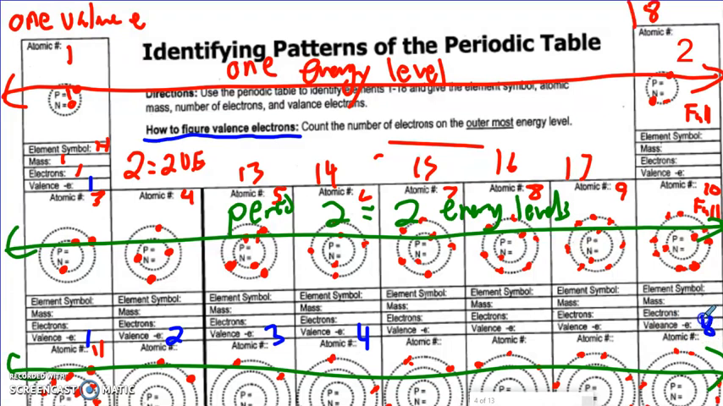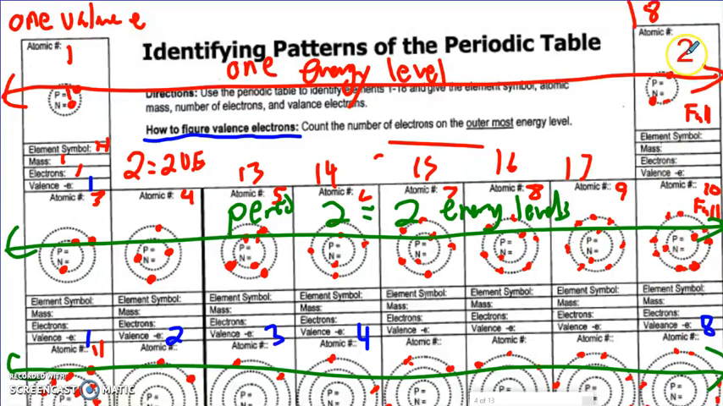And 8's kind of a magic number. Atoms are happy when that outside energy level is full. So if you have a full energy level of 8, you are happy. Now, all of the atoms in this group 18 are happy with 8 electrons.